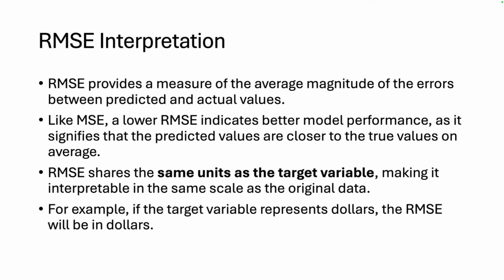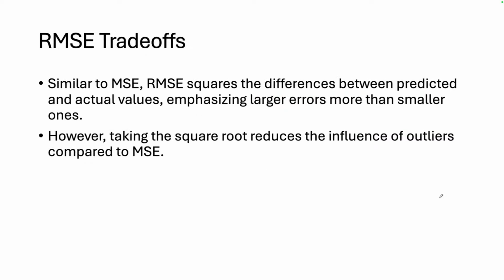So interpretation here, the RMSE provides a measure of the average magnitude of errors. So average magnitude of errors as opposed to just the average errors. So this is representing when you're off by a lot, that magnitude plays a really big factor. So again, main advantage here, same units as the target variable. So if you're off by X dollars, RMSE will actually be in dollars.